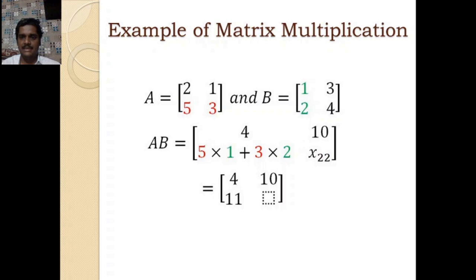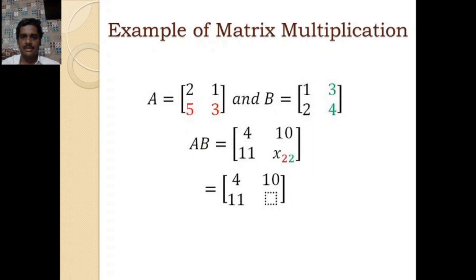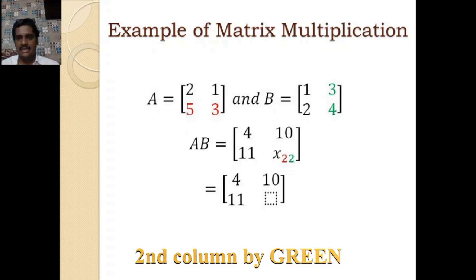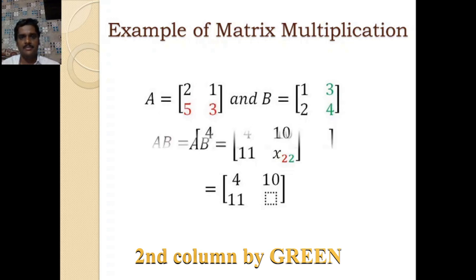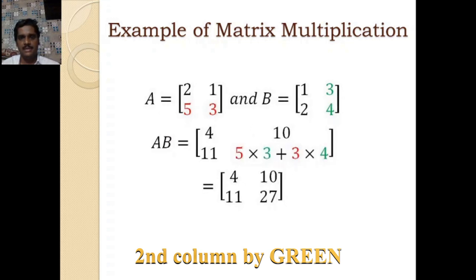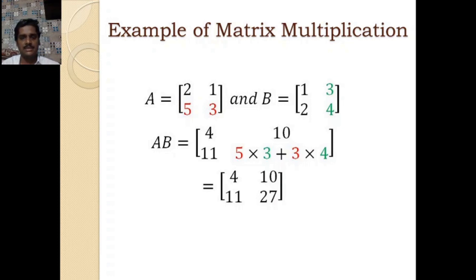And your next element is x22, second row. So you can see second row I have highlighted by red. Second column, you can see I have highlighted second column by red, and you have to multiply them. So 5 into 3 plus 3 into 4 to give you 27. So the product is 2 by 2 matrix with first row 4, 10 and second row 11, 27.